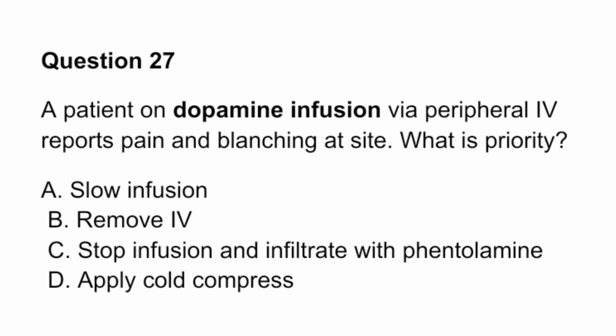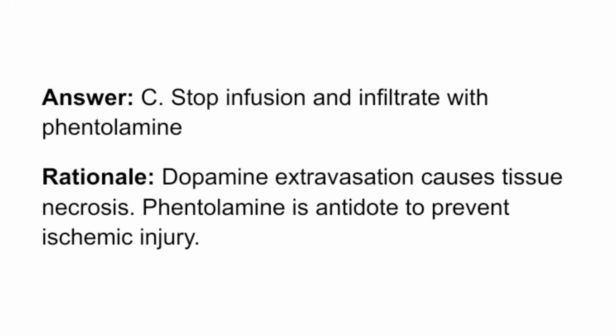Question 27. A patient on dopamine infusion via peripheral IV reports pain and blanching at site. What is priority? A. Slow infusion. B. Remove IV. C. Stop infusion and infiltrate with phentolamine. D. Apply cold compress. Answer: C. Stop infusion and infiltrate with phentolamine. Dopamine extravasation causes tissue necrosis. Phentolamine is the antidote to prevent ischemic injury.